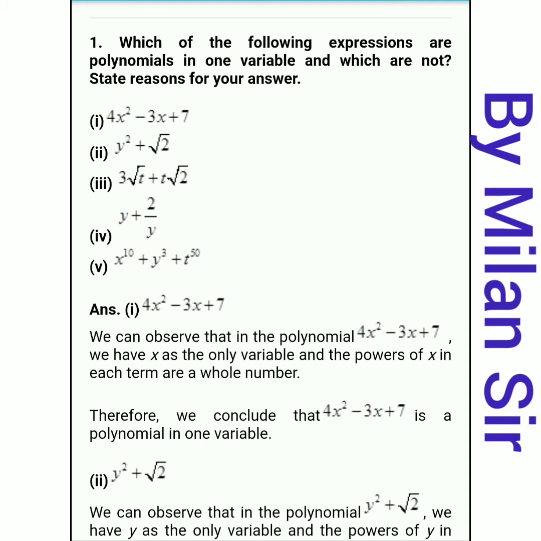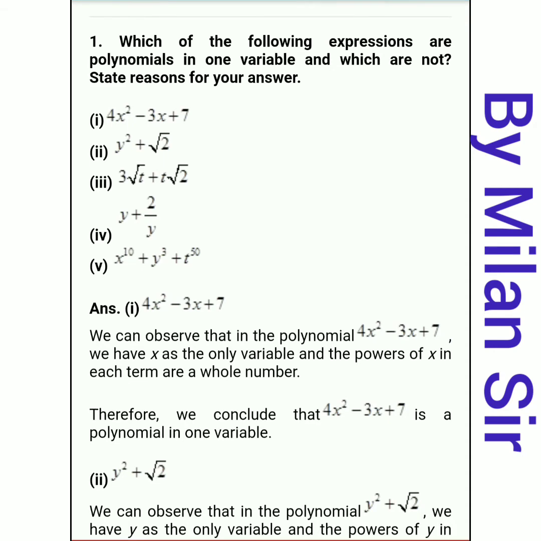So what is the condition of polynomials? For polynomials, the exponent of the variable needs to be a whole number, right? That means the exponent of the variable is either a positive integer or 0. That means a whole number, right? Second thing, we need to check the number of variables, whether it is in one variable or not. That we also need to check here.